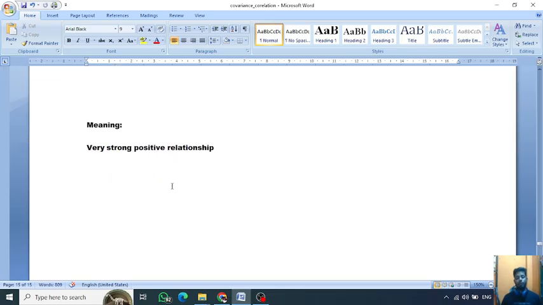So this is the way we calculate the covariance and correlation, and how it helps to find the relationship between two features of a data set.